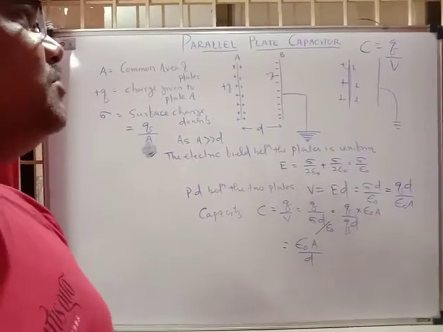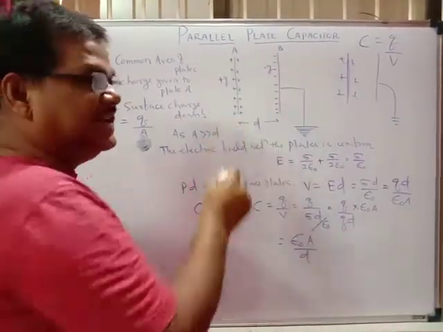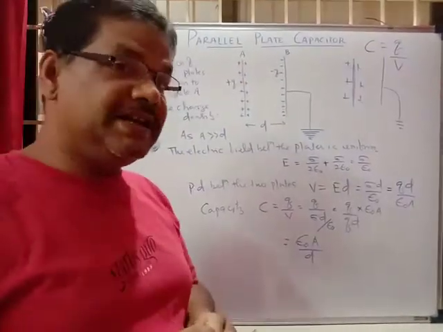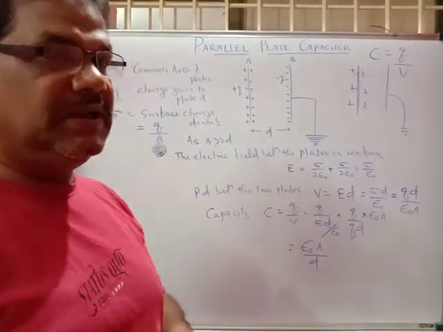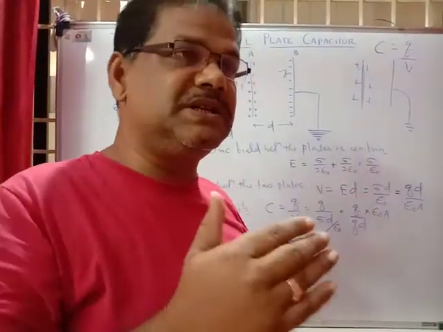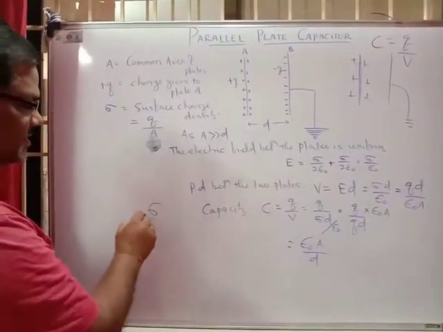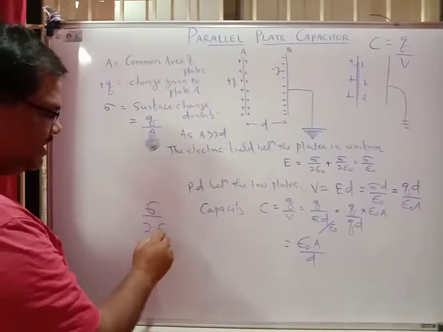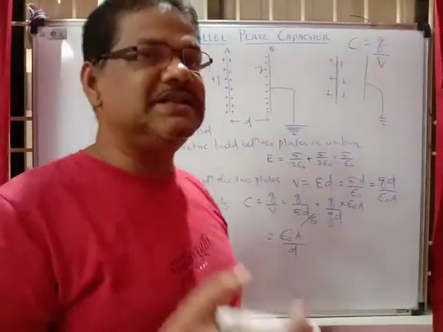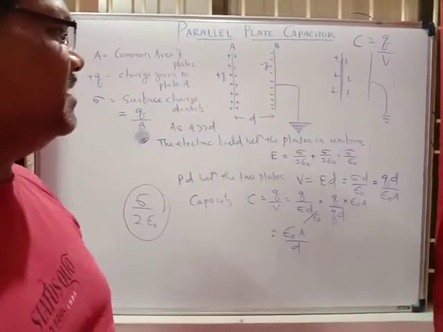Keep in mind that each plate is simply a lamina, in laminar form. So an electric field is also produced near the lamina, and from Gauss's law, the electric field produced near a charged lamina is sigma upon 2 epsilon naught.